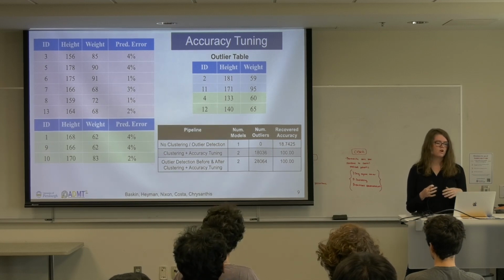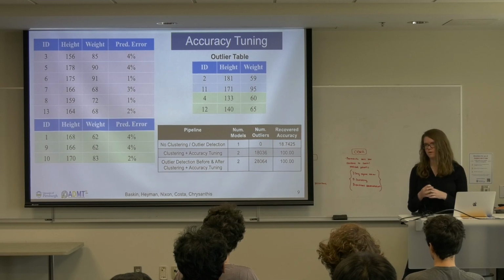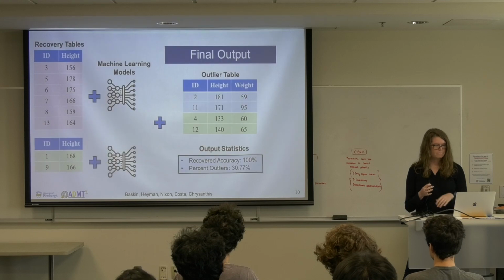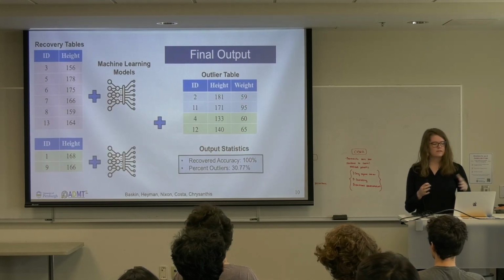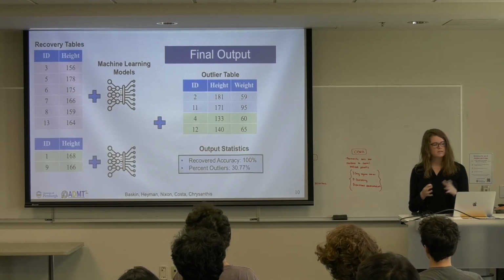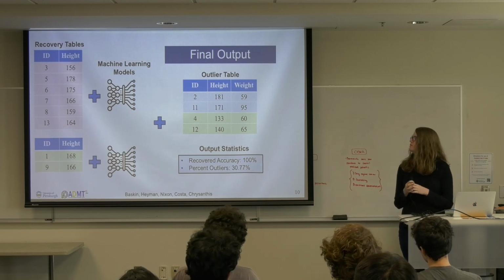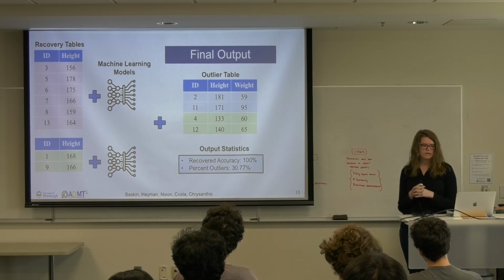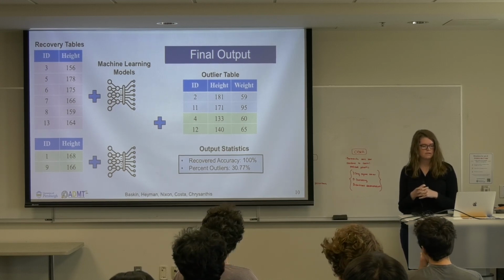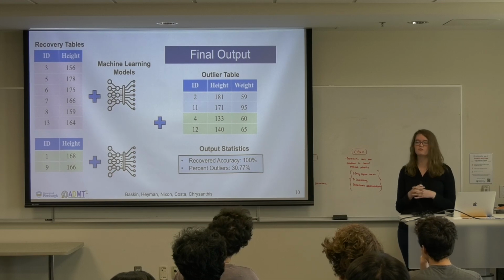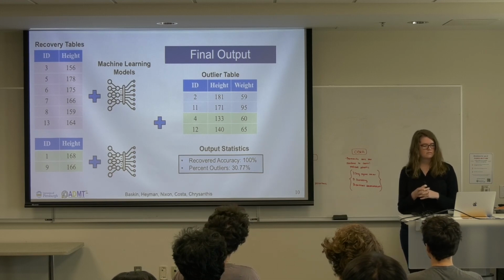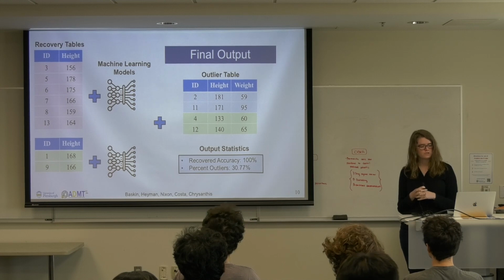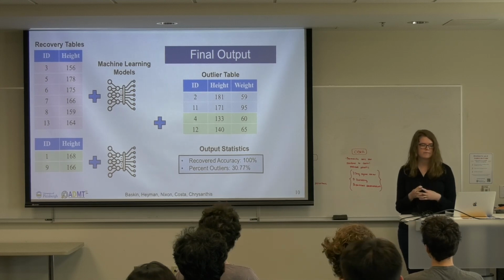And with clustering, you're also saving multiple machine learning models, one for each cluster. So there's a trade-off there that you have to be conscious of. But now that you've created your outlier table and your clusters, you're able to completely delete the weight values. And so you're left with a recovery table that just contains height, a machine learning model for each cluster, and a separate outlier table. So from then you can see the percent outliers, you can calculate your storage savings, and with an error threshold, if you implement it, you have a recovered accuracy of 100%.